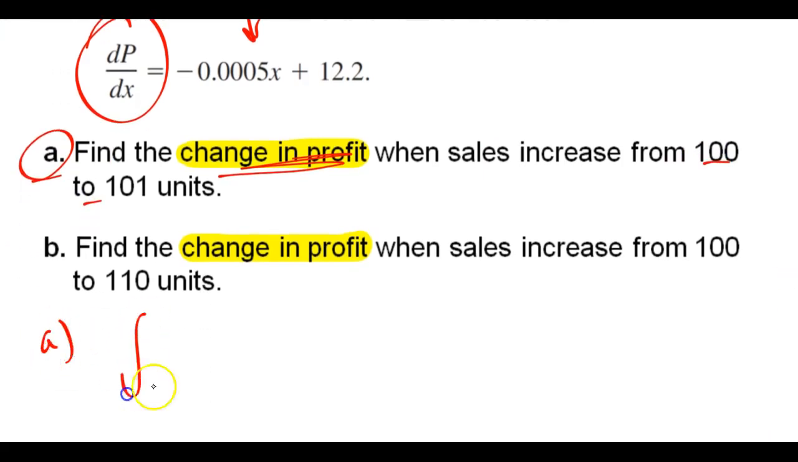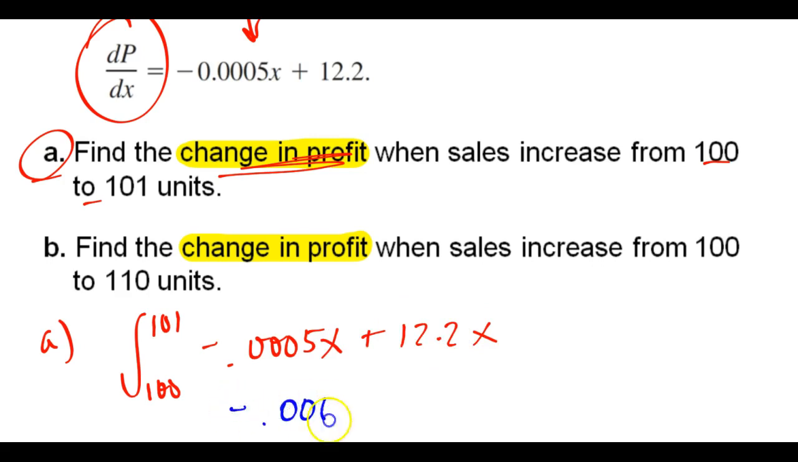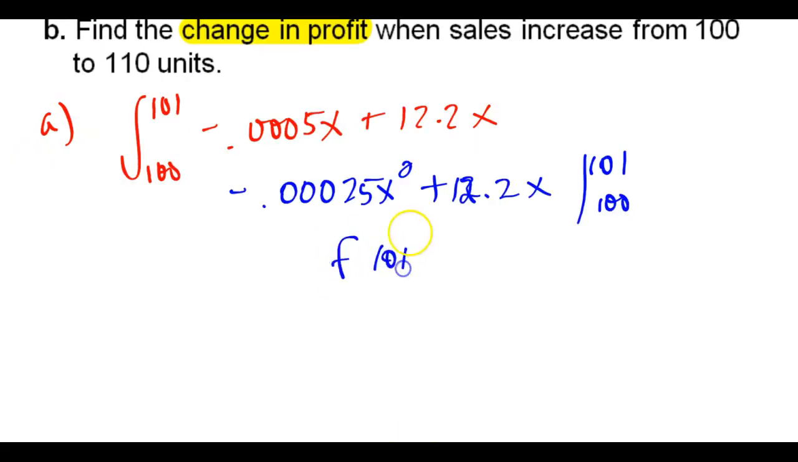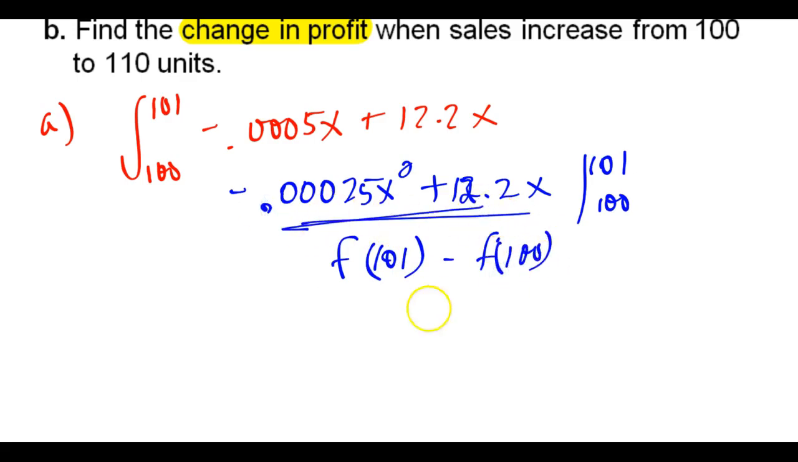So for part A, I'm integrating from 100 to 101 of the negative 0.0005x plus 12.2x. And integrating that, I get negative 0.00025x squared plus 12.2x, and then evaluate that between 100 and 101. So the fundamental theorem of calculus here, I'm going to plug in the f of 101 minus the f of 100, and I would just pull out my calculator and start number crunching this. And I think this turns out to be $12.15.